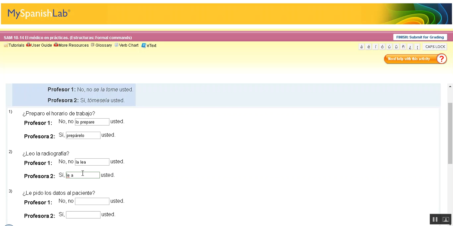The original stress would go over the E, so I'm going to have to put an accent in, because when I add my la here, I've added an extra syllable, and I want the stress to still fall where it originally fell. Okay? Le pido los datos al paciente.